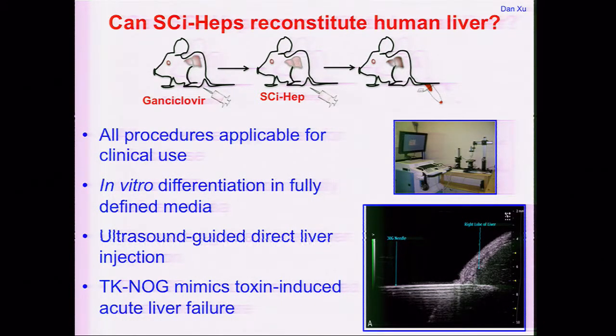Can we do it? Do they work? So the idea is we will ganciclovir treat and inject the ISAP into our mice and then see if we grow a human liver.